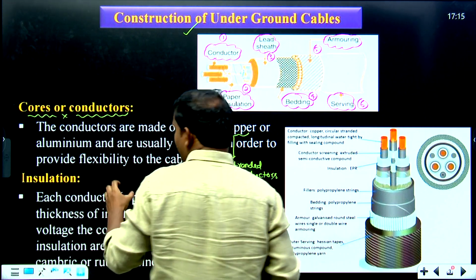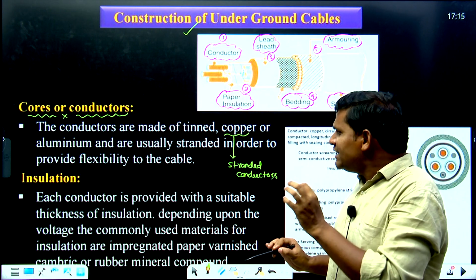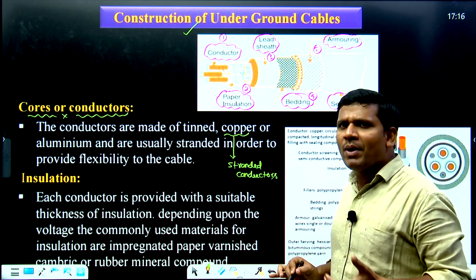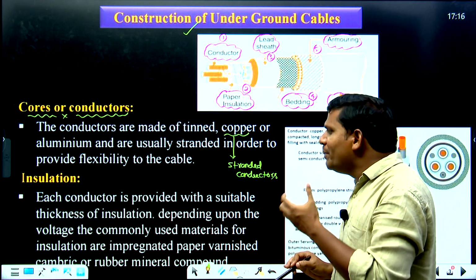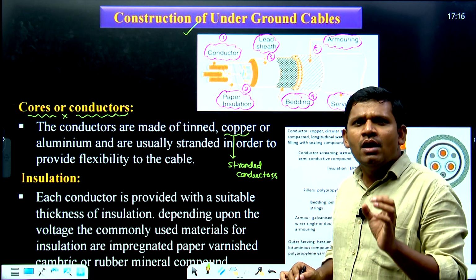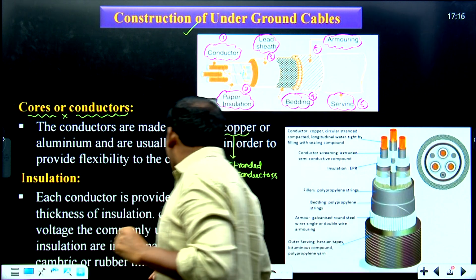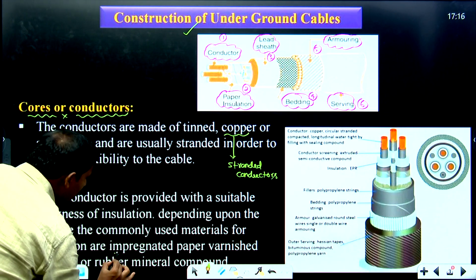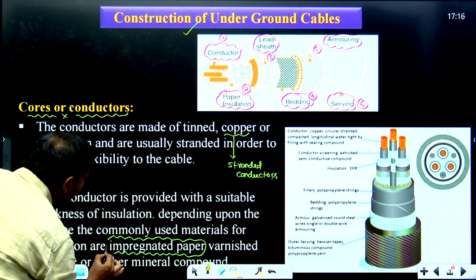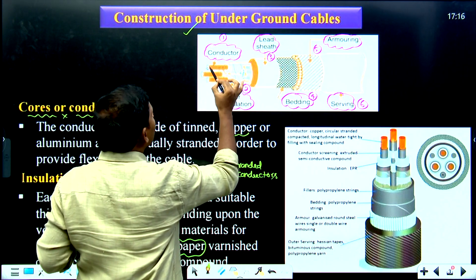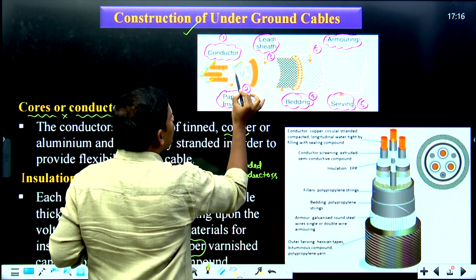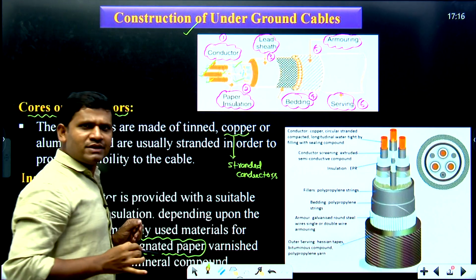The next one is insulation. Each conductor is provided with a suitable thickness of insulation depending upon the voltage. The commonly used material for the insulation, this is very important. Which material is used for insulation of the cable, students? The commonly used materials are, one is impregnated paper. That is, each conductor is separated by the insulating material. This is one conductor, this is one conductor, this is one conductor, students. Around the conductor we are placing the insulation.